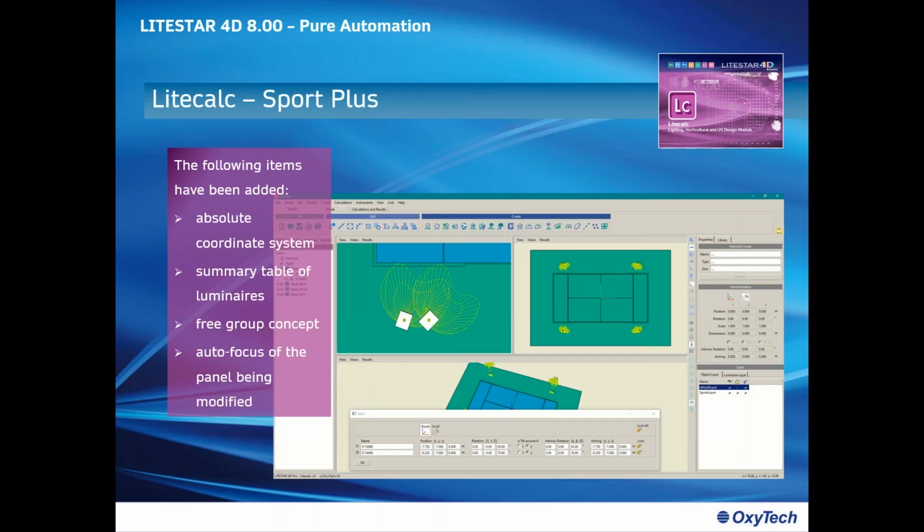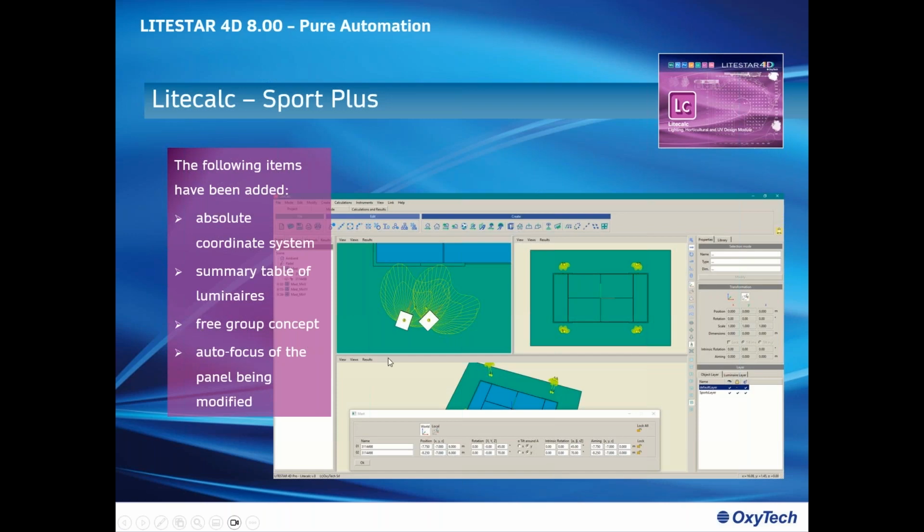Whenever you change a value in the table, it will be reflected immediately in the 2D and 3D view. And whenever you change something graphically in the 2D and 3D views, it will be reflected automatically in the table. So this interaction is absolutely very useful.